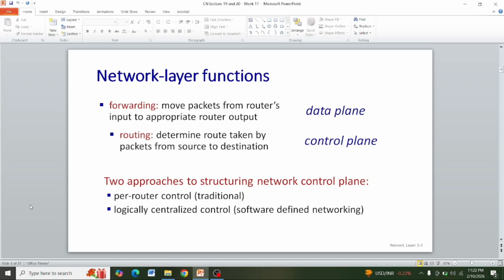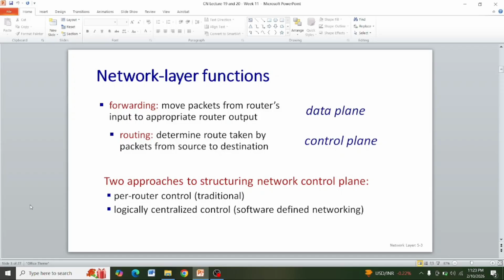Forwarding is related to the router. Movement of a packet from router's input to appropriate router's output is dealt with forwarding, and it is related to the data plane of the network layer. And routing is related to the entire path or route taken by packets from source to the destination.